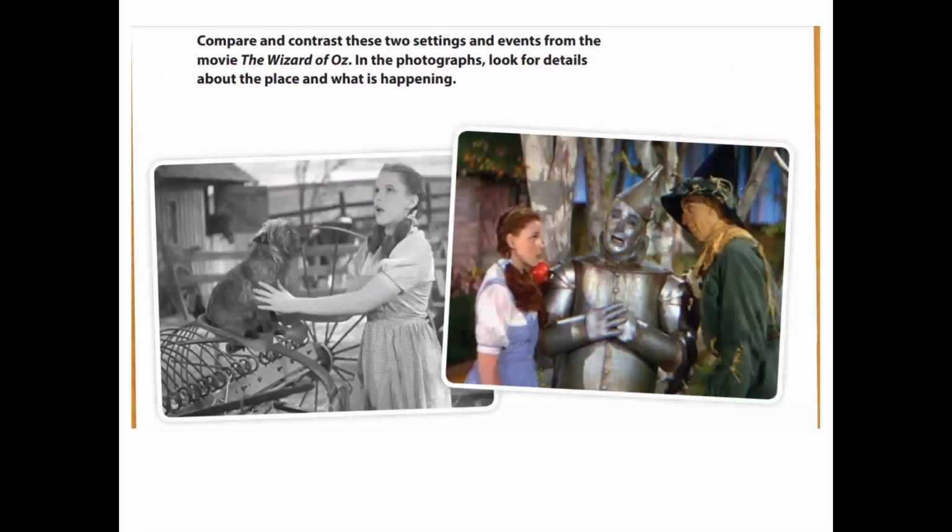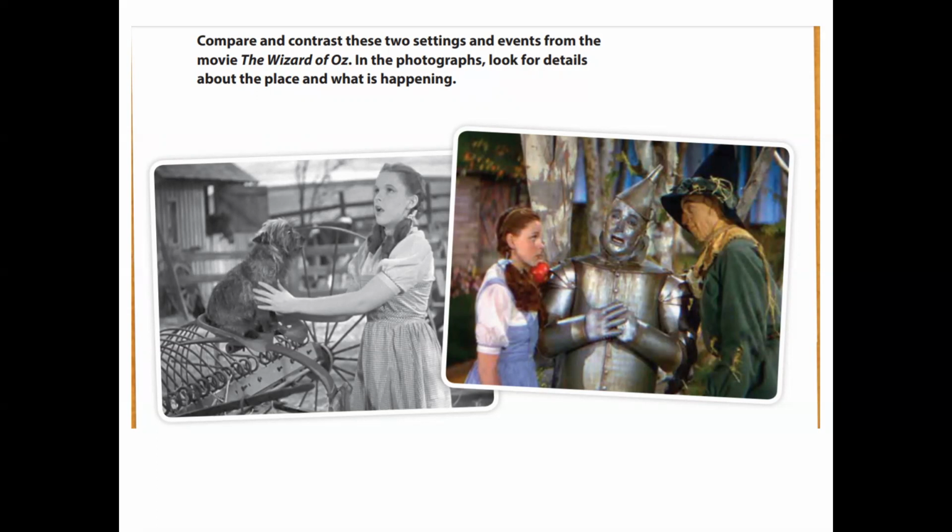All right, let's take a look at these 2 pictures. Take some time and really study the background and the foreground. The background is what's happening or what you see in the back of the picture, in the rear of the picture, behind the main focus of the picture. And the foreground is what's happening in front of the picture.